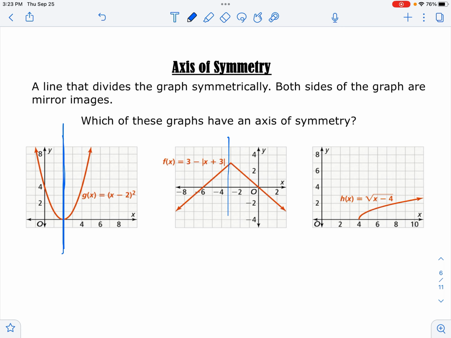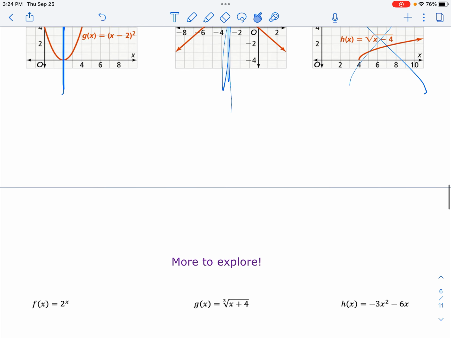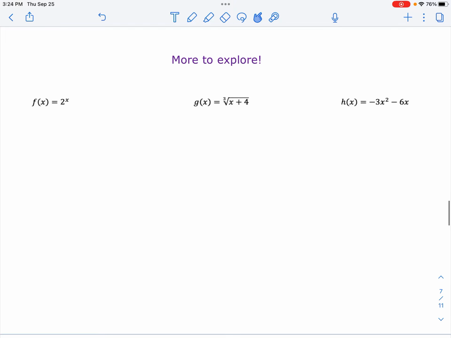Same thing with this. This is the line of symmetry right here down the middle. And then this one does not have one. We can't find a line where that would be exactly the same. So the first two. And you can try to graph some more and just see where they are, but it's just a little bit of practice and getting used to that. Okay.